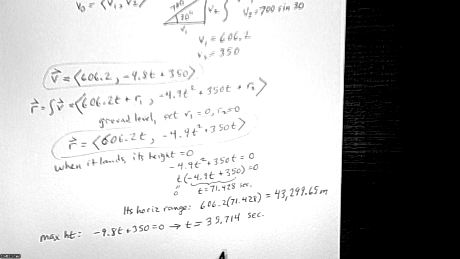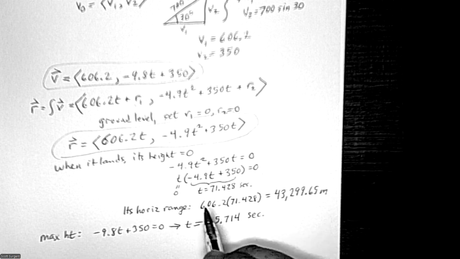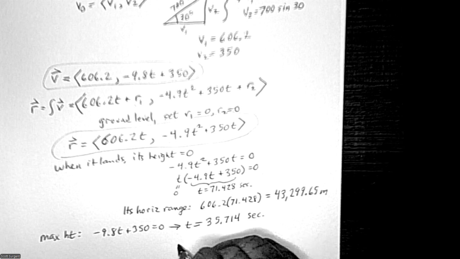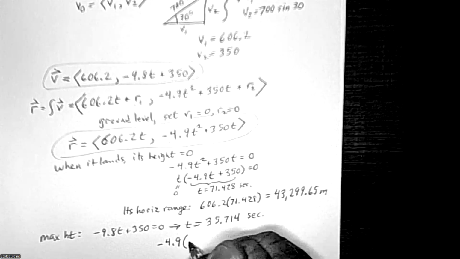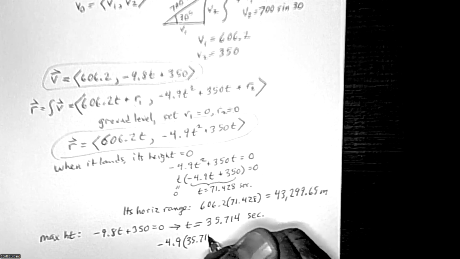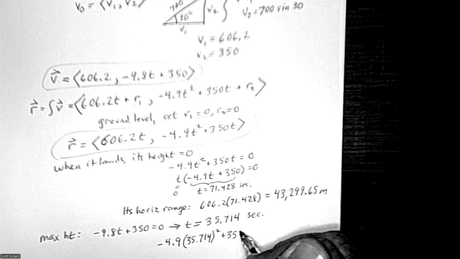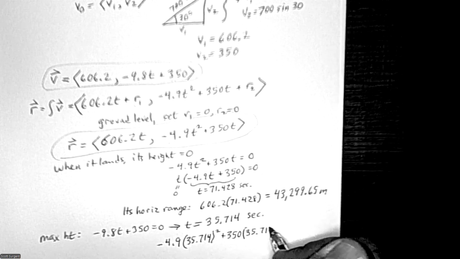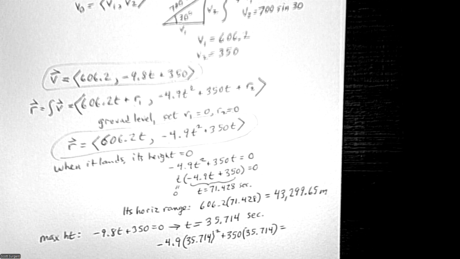So the max height, this is when it reaches its max height. To find the max height, we have to take this 35.714 and plug it into the vertical component of displacement. So that would be negative 4.9 times this number, 35.714 quantity squared, plus 350 times 35.714. And I guess that's all. Let me work that out real quick. Making sure I type it in right.